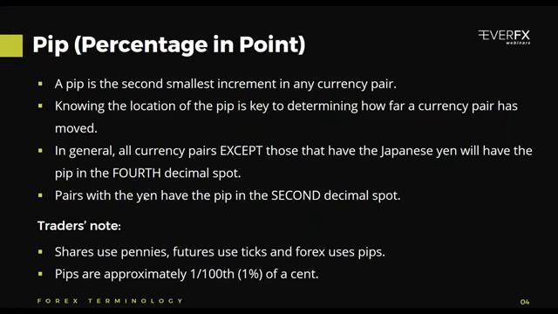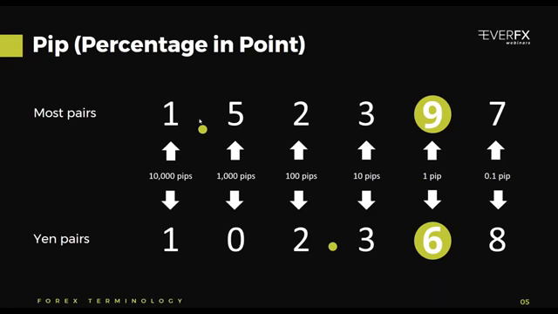Traders, note that when you're trading with shares here in EverFX, you can indeed trade stocks and shares. And when you're trading with shares, these are noted by pennies, futures ticks, and Forex pips. Basically, the smallest increment that does matter to you in terms of value and money. And pips are approximately 1/100 of a cent, about 1%. Okay. Now, this is exactly what we just saw on the platform.